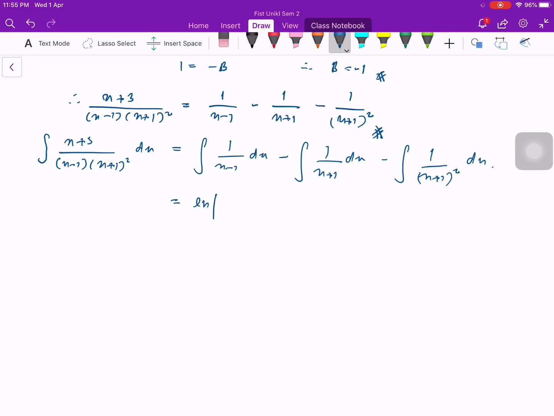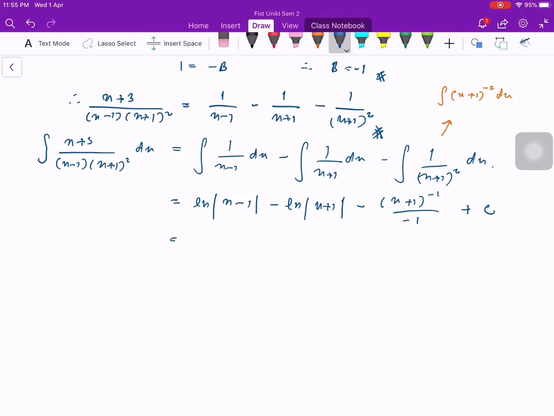Kita akan dapat ln absolute x minus 1 minus ln x plus 1, and this is actually x plus 1. Okay, so supposedly kita boleh tulis di dalam bentuk integral of x plus 1 to the power of negative 2 dx. Okay, negative index, and then we supposed to have, dengan menggunakan rules of integral of x to the power of negative 2, just like we're using the power rule, right? So kita akan dapat x plus 1 to the power of minus 1 over minus 1 plus arbitrary constant.